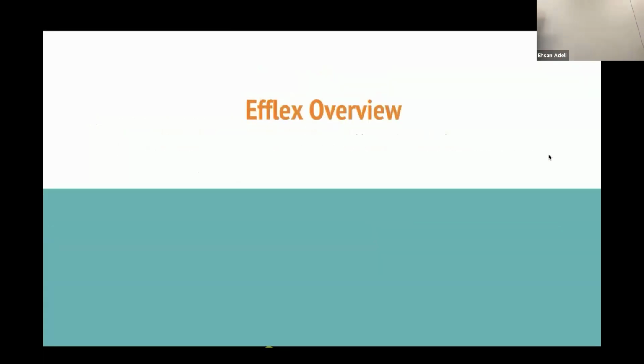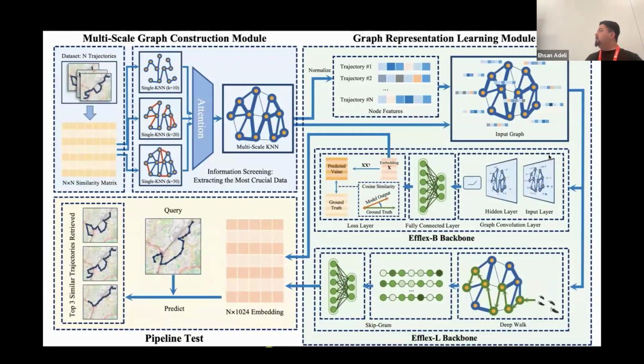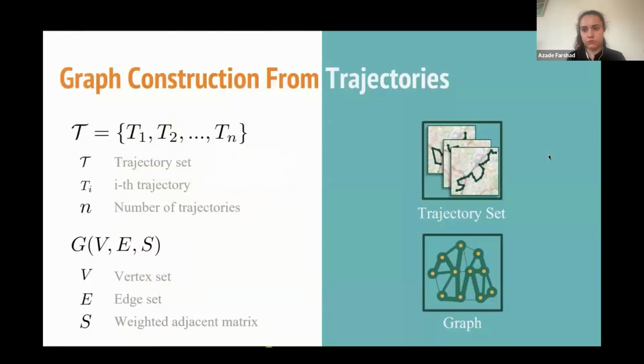To address these challenges, we introduce eFlex, an efficient and flexible pipeline with a dual model approach, addressing both the need for speed and the need for accuracy in trajectory data modeling. eFlex constructs graphs directly from raw trajectory data, converting the trajectory representation learning problem into a task of graph embedding learning.